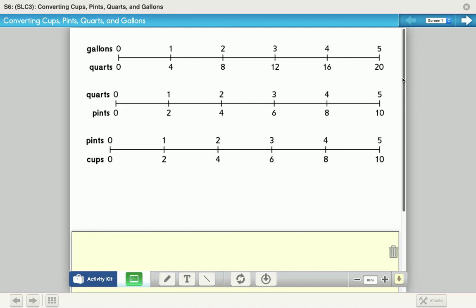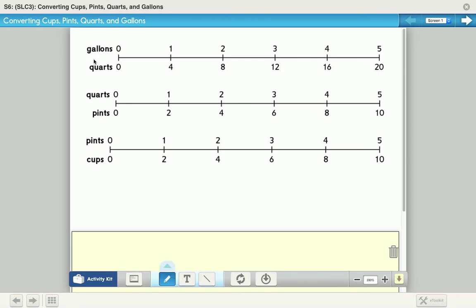Okay, we've used a lot of different conversion charts this year, and this is just an example of another conversion chart. This one changes gallons into quarts. This one changes quarts into pints. This one changes pints into cups. So if you look at the gallons on the top conversion chart, 1 gallon equals 4 quarts, 2 gallons equals 8 quarts, 3 gallons equals 12 quarts, 4 gallons equals 16 quarts, and 5 gallons equals 20 quarts. So what are we doing to change gallons into quarts?